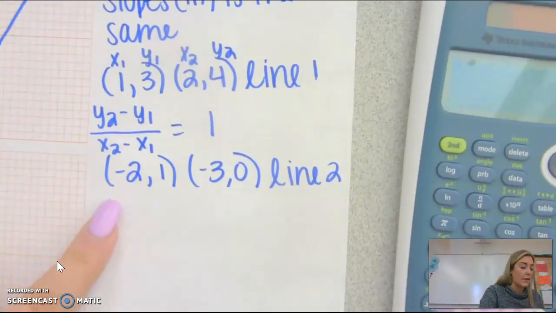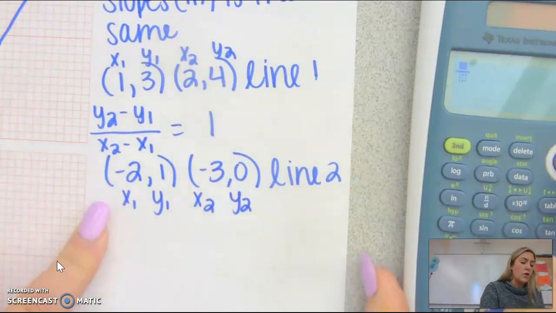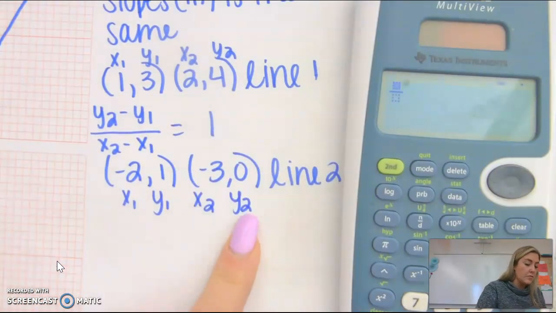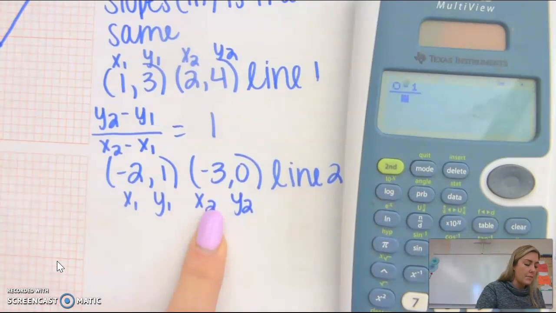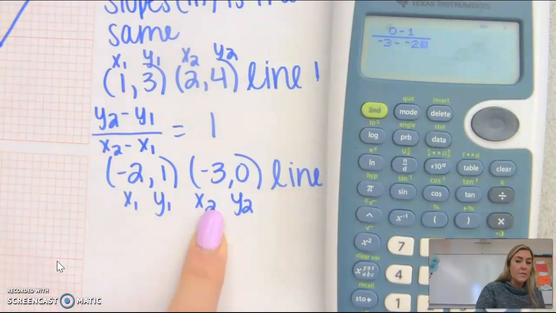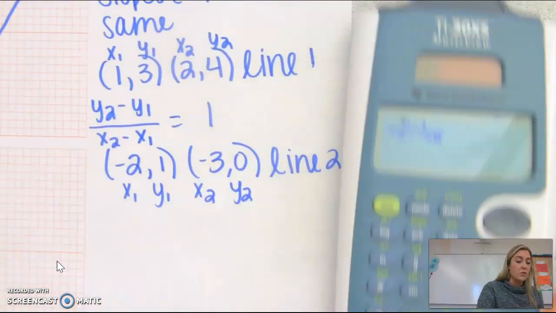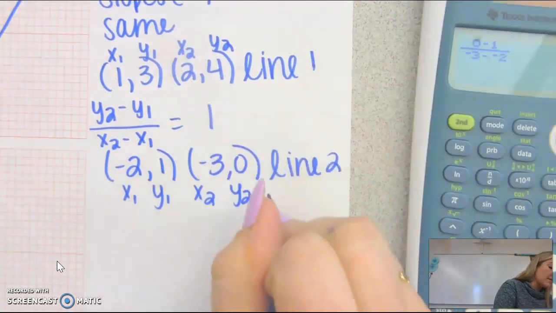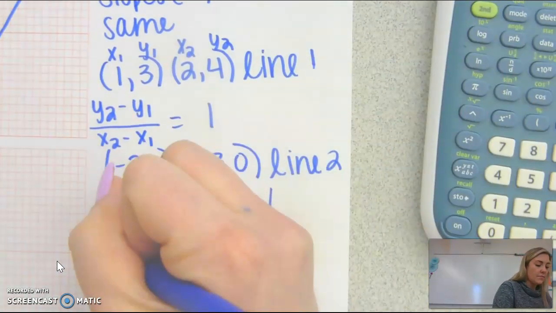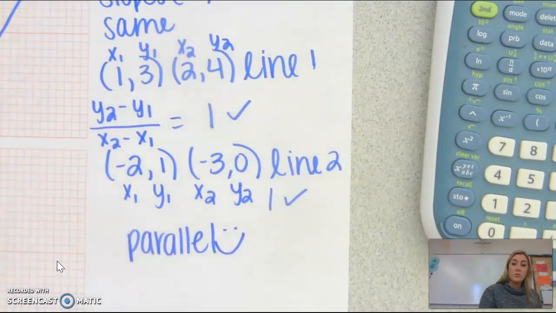Now we're going to do the same thing for line 2. Remember this is x1, y1, x2, y2. So I press N over D in my calculator, and I'm going to do 0 minus 1 on top, and on the bottom I'm going to do -3 minus -2. If you notice when I type that in, the negative is down here, but the minus button is right there, so you need to make sure that you have those two different buttons. And when I type that in, I also get 1. So that means that these two lines are parallel. Which is what I wanted.